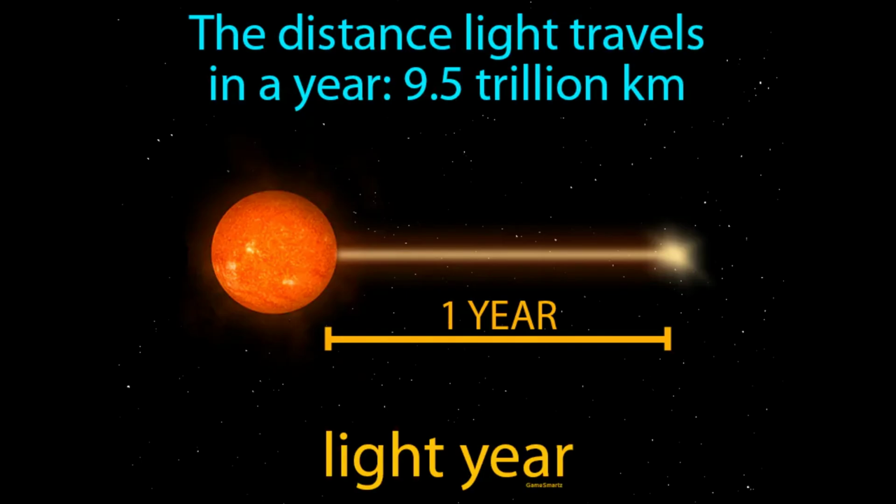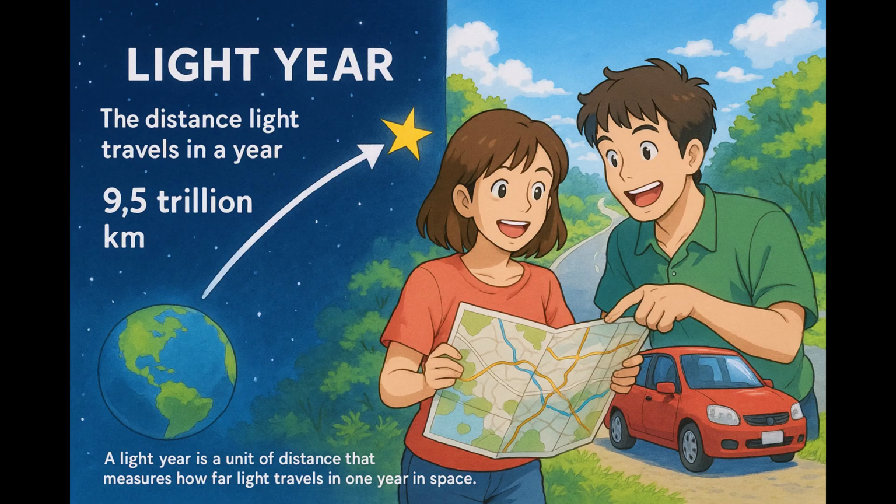The distance light travels in a year, 9.5 trillion kilometers, light year. A light year is a unit of distance that measures how far light travels in 1 year in space. Imagine you're planning a long road trip across the country to visit family, and you're trying to grasp just how far you need to travel. Just like planning out that enormous distance can seem daunting, understanding the concept of a light year is about comprehending a vast space that can be challenging to visualize. In both cases, you're dealing with large-scale journeys.